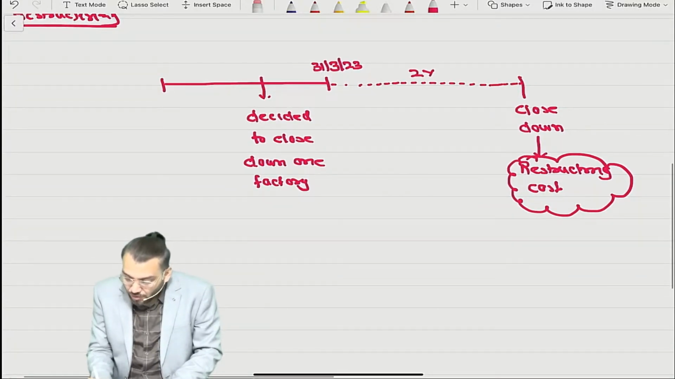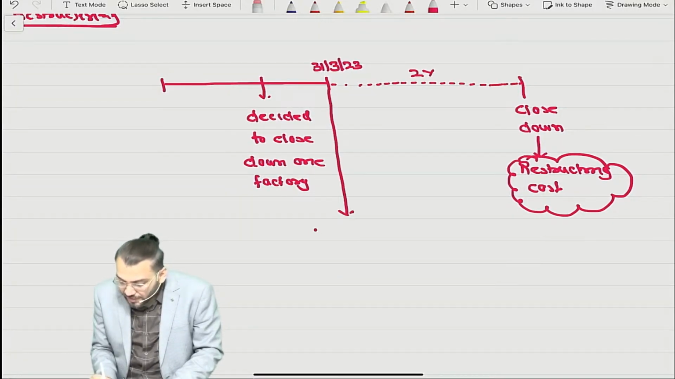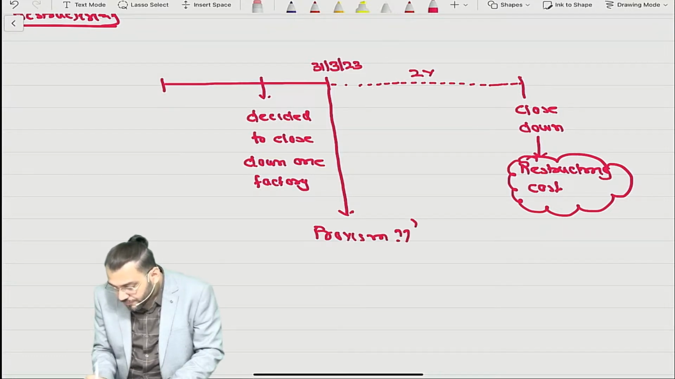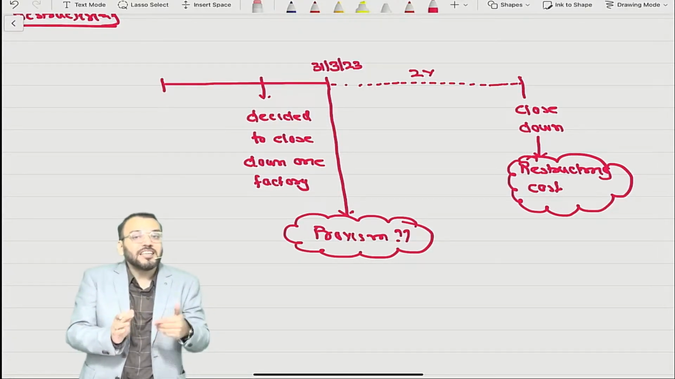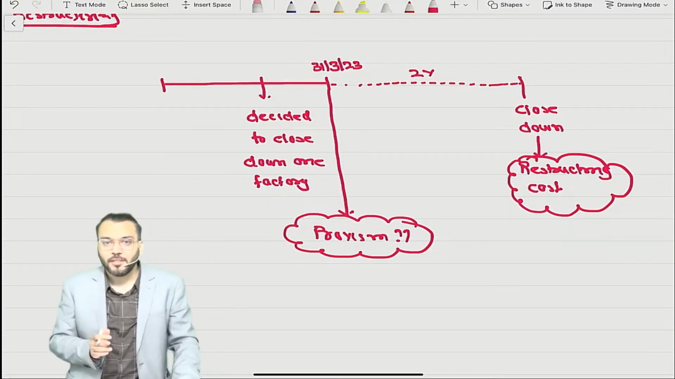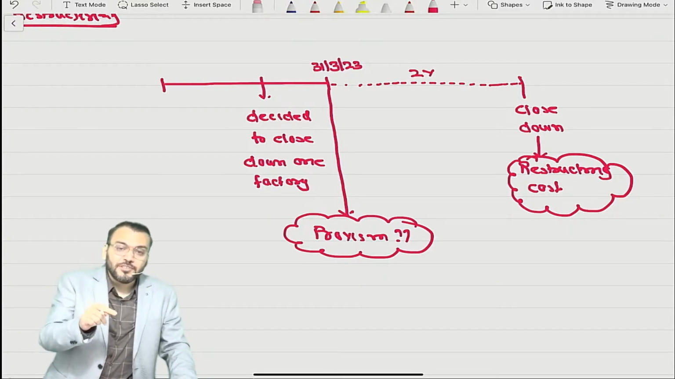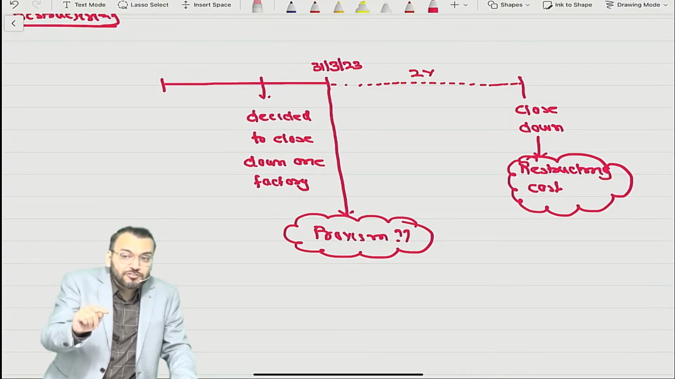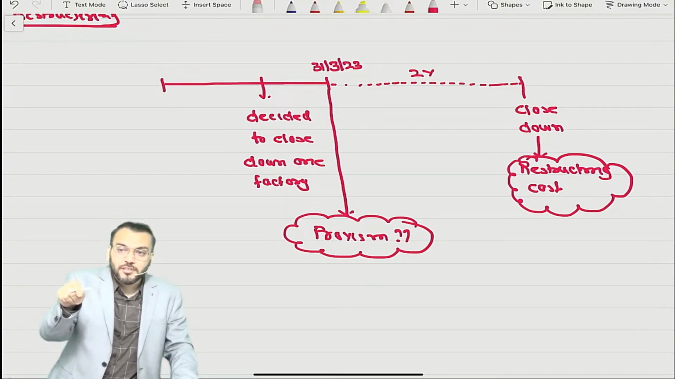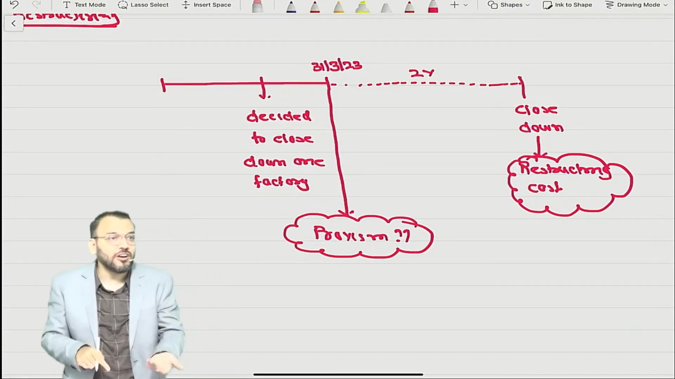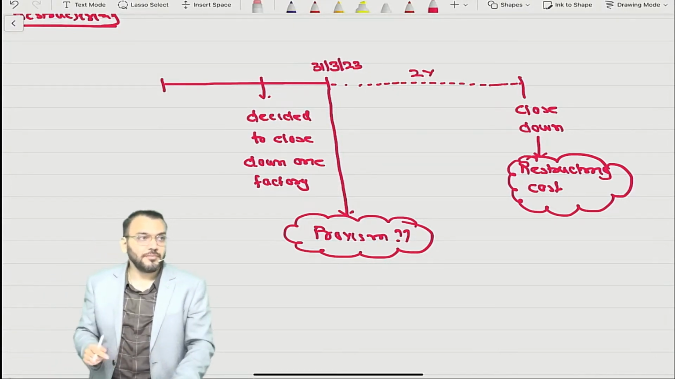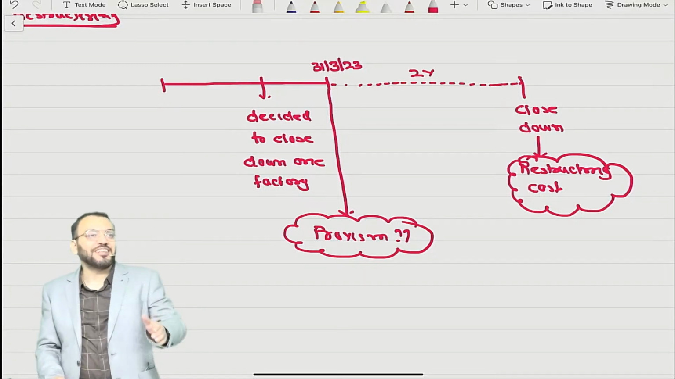Now the question is, on this date, should we create a provision? Understood this case study? Before 31st March, we have decided to close down one factory. And because of that decision, we need to incur some restructuring costs on actual closure. So right now on 31st March, should we create a provision for restructuring cost? What do you think? That's the question I'm asking you.